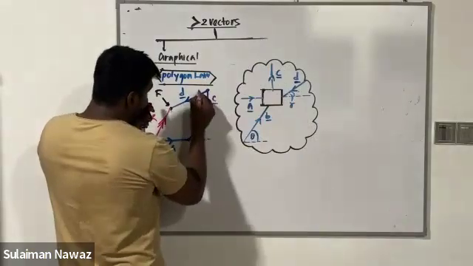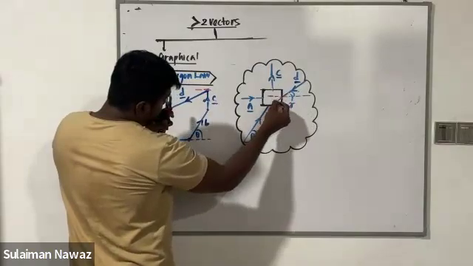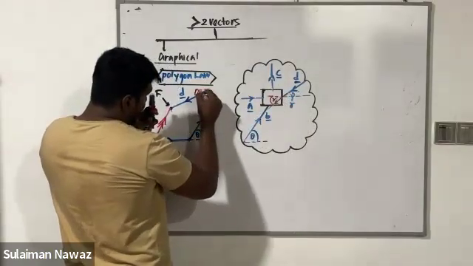This angle gamma means this is your vector D. This angle is also gamma.